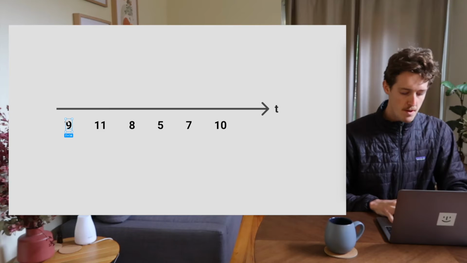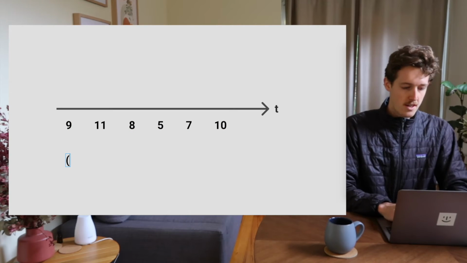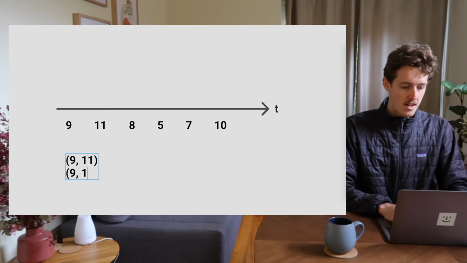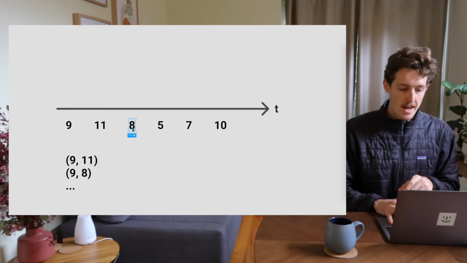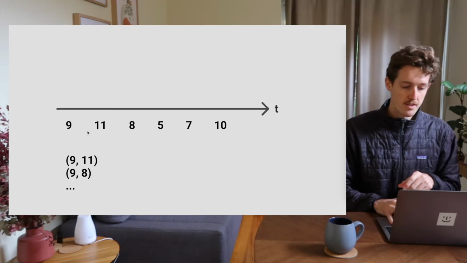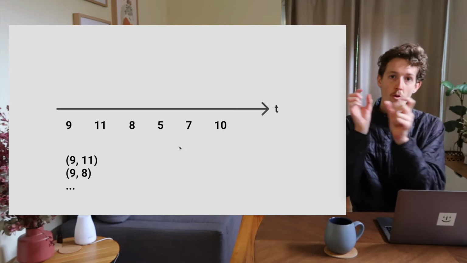So we might say something like this: if I can just have a pair of numbers, say 9, 8, and I can keep doing all these pairs, and then I will say 11 and 8, 11 and 5, 11 and 7, 11 and 10, and then move along, 8 and 5, 8 and 7, right, and get all those combinations.